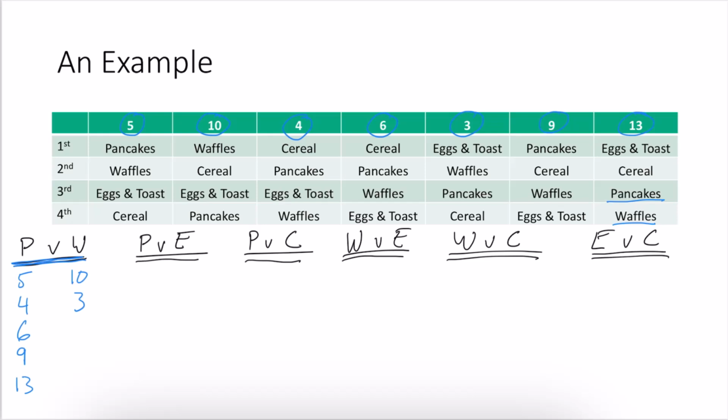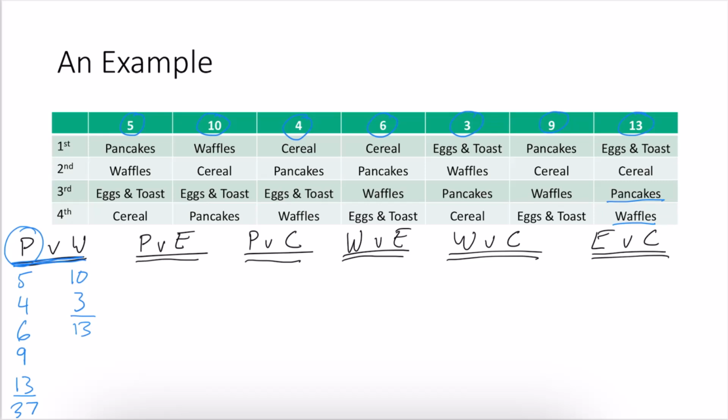If you want to, you can go and add up all of these numbers. So, you'd get 10 plus 3 is 13. And then if you go 5 plus 4 plus 6 plus 9 plus 13, that gives you 37. That tells you that pancakes is going to be the winner of that pair.